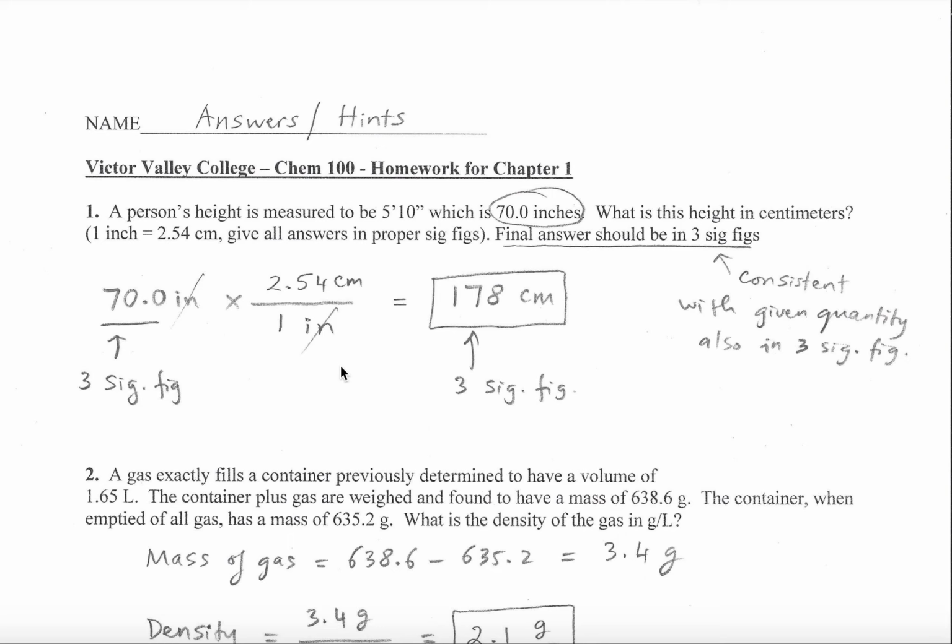Now, one inch equals 2.54 centimeters, and you want 2.54 centimeters to be in the numerator because you want to cancel out the inch to get the centimeters. If you take the calculator, take 70 multiplied by 2.54 and round it off, you should get 178. Remember, if it's 5 or more, you round the previous number up. If it's 4 or less, just completely drop it. All right.